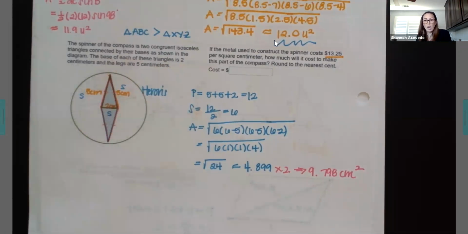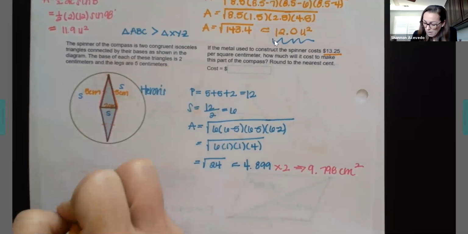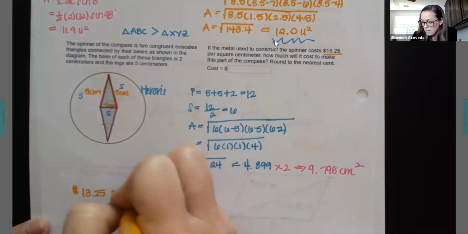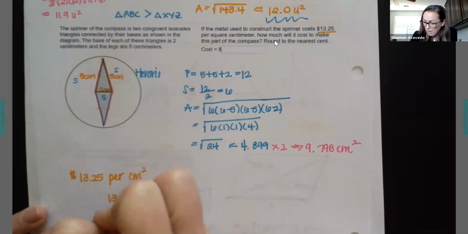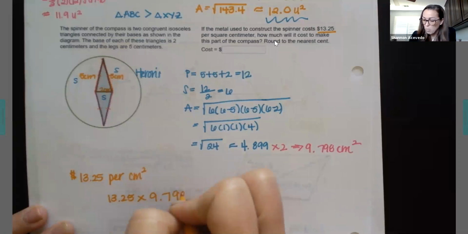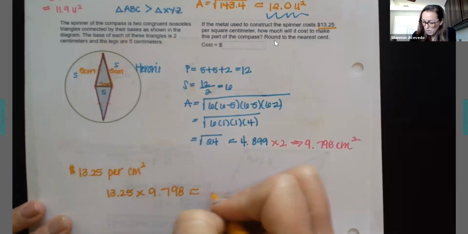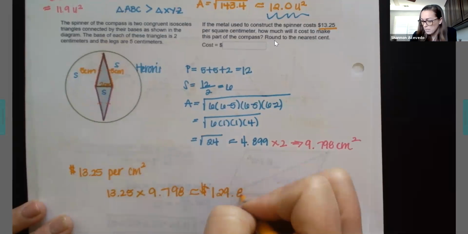Well, how much is it going to cost me to cover it? Well, if it's going to be $13.25 per square centimeter, then I'm going to do my $13.25 times the amount I need, 9.798, and multiply them together. And I need approximately, or it's going to cost me approximately $129.82.